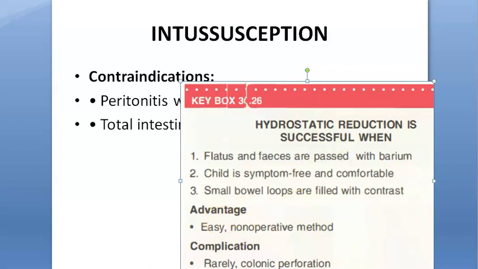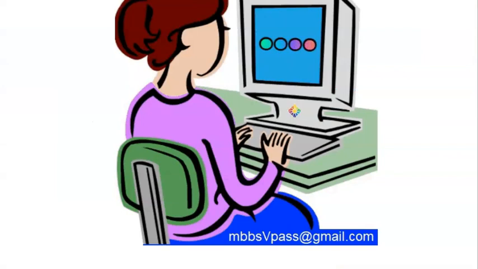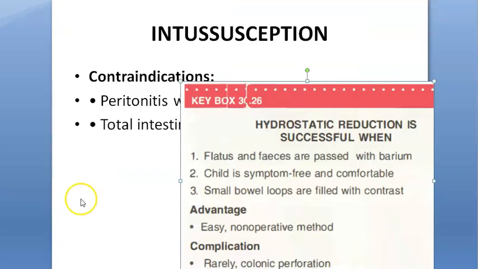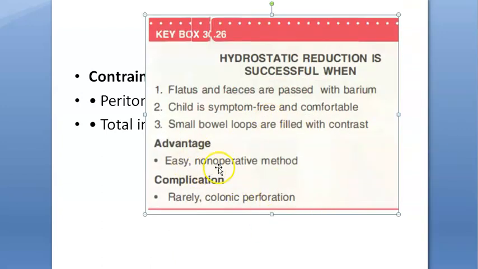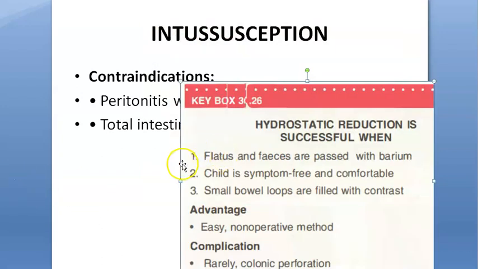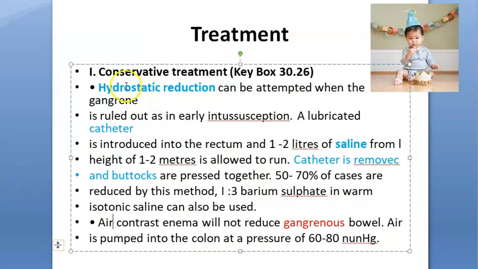Are you understanding, people? When do you think this hydrostatic thing will become successful? Okay, when it passes everything, or the child is fine, or the small intestine you can see with the contrast. Right. What are the advantages of hydrostatic reduction? It is easy, non-operative, and the complication is that it can lead to colonic perforation rarely. Okay, so conservative treatment, hydrostatic reduction over.